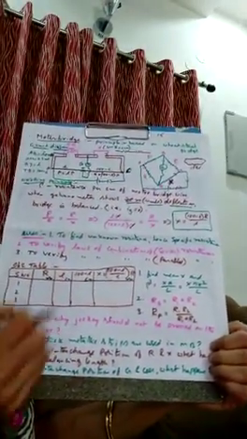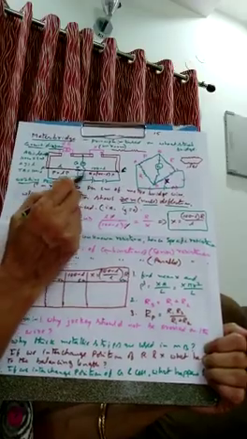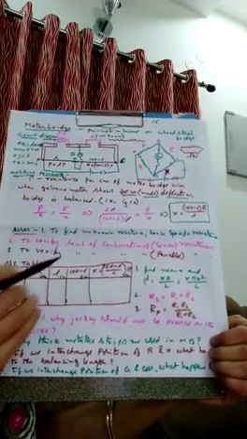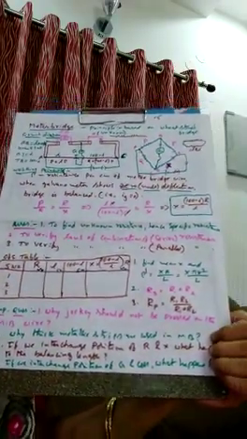And the fourth question is, if you interchange the galvanometer and battery, what will happen to the balancing length? It will not be changed. It will not be affected here.